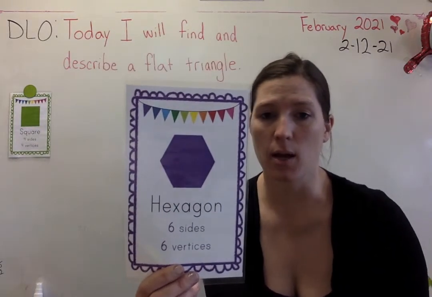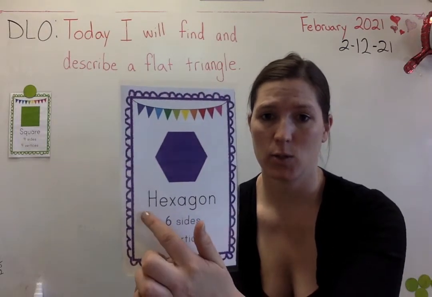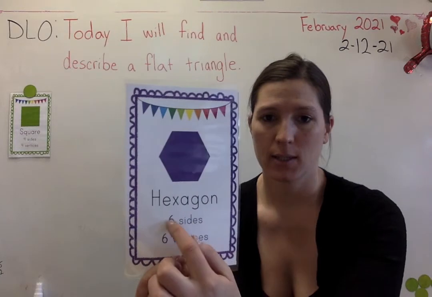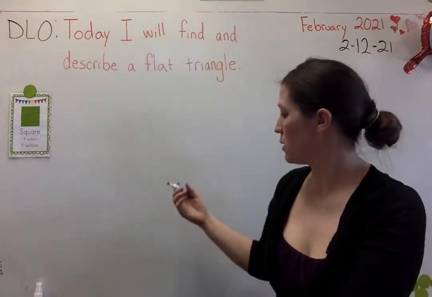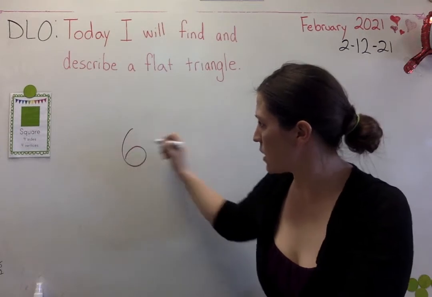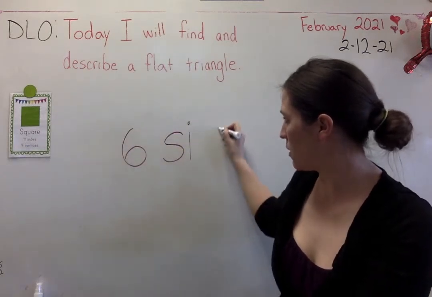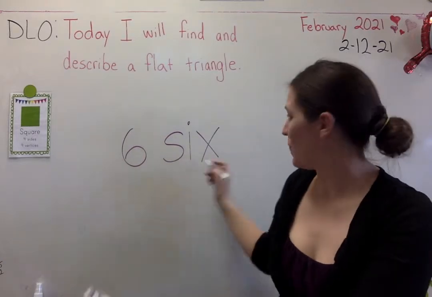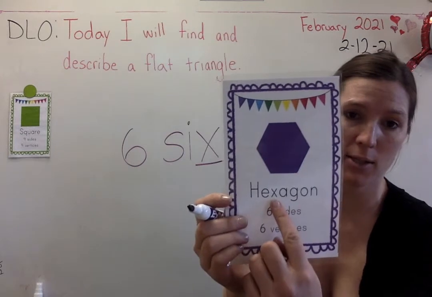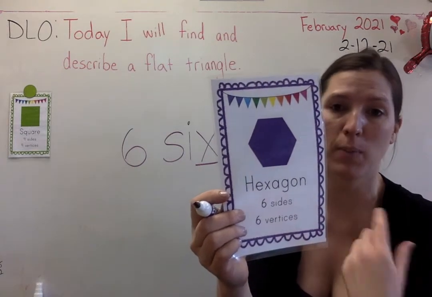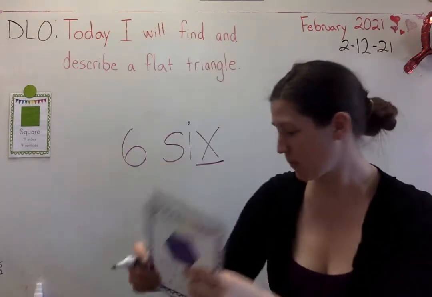Say hexagon. Hex means 6. So say hex. 6. When I write the word 6, if I've got the number 6 and I write the word 6, S-I-X. There's an X in 6 and there's an X in hex. So that's how I help myself remember that a hexagon has 6 sides.